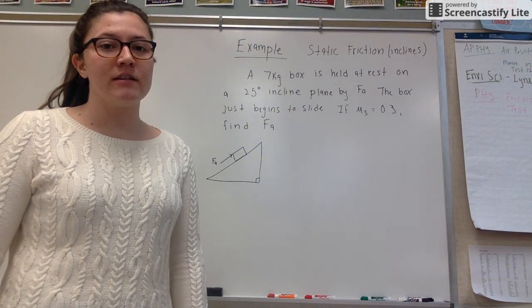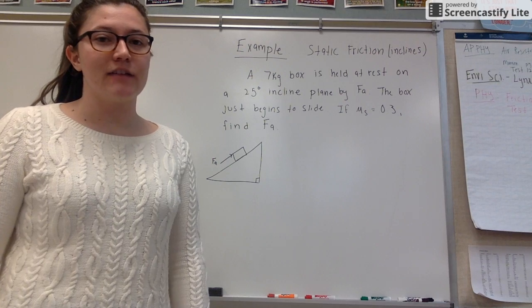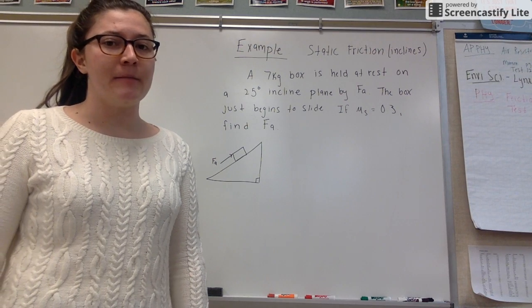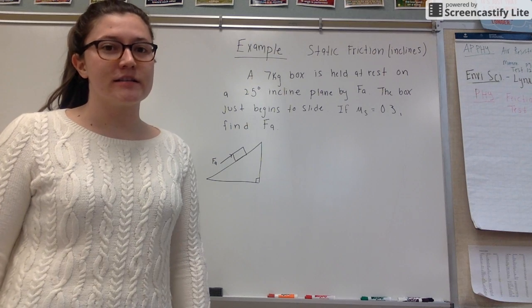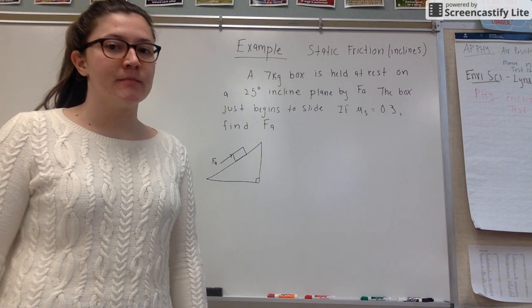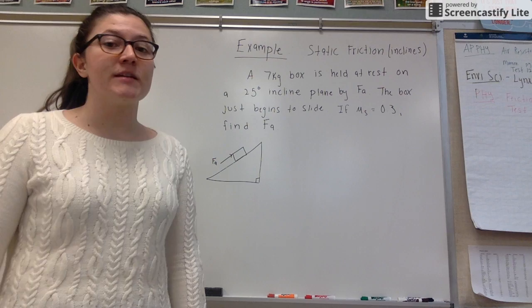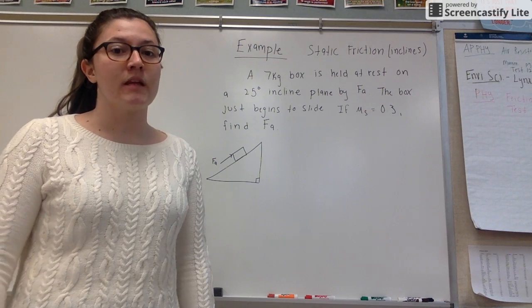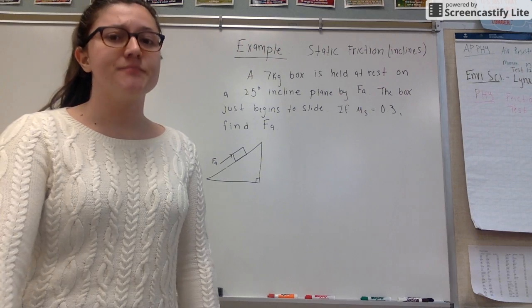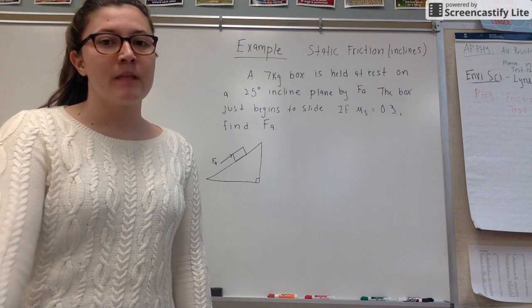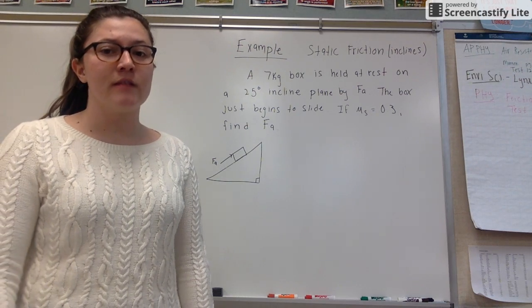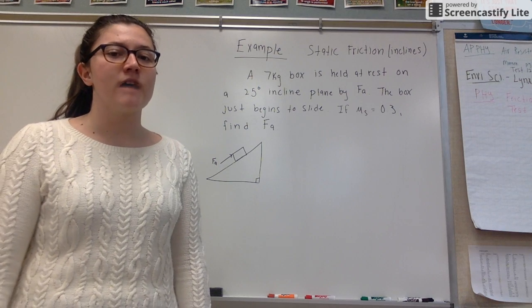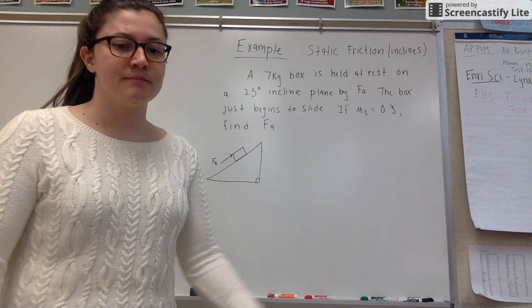So we have a 7 kilogram box held at rest on a 25-degree incline plane by an applied force, F sub A. The box just begins to slide, but does not fully move. So we can still consider this static friction. If the coefficient of static friction between the box and the surface is 0.3, find the applied force.